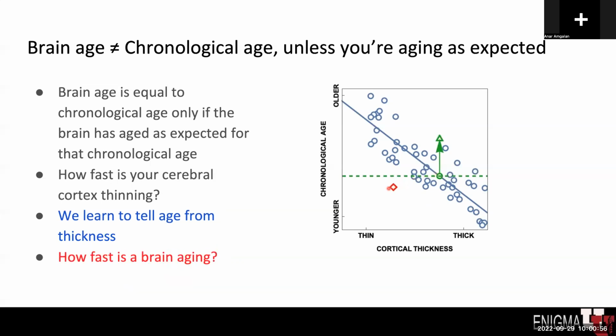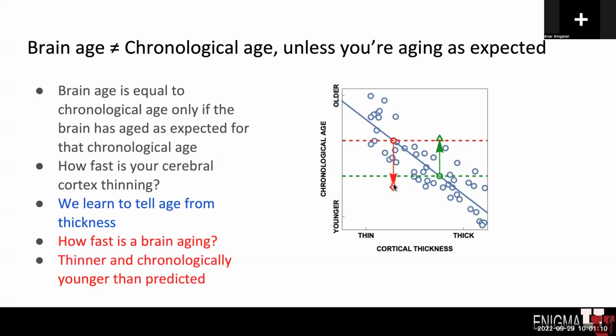How about this data point? The red diamond here is below the line. Already the fact that it's on the other side of the expected line might tell us that it's a bad thing, but let's verify. For their particular cortical thickness, the age that we expect it to be at, the chronological age, is this value, the red dashed line, but their real chronological age is much younger.